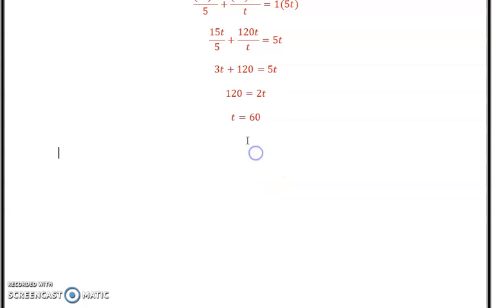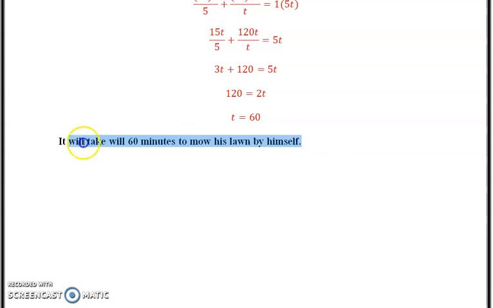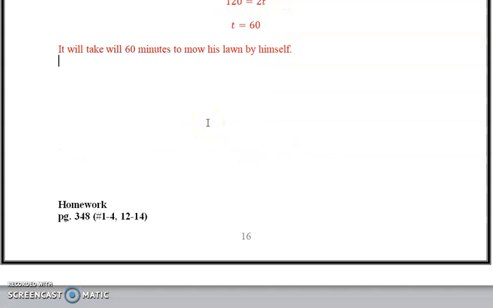Right? So it will take Will 60 minutes to mow his lawn by himself. I mean, there are obviously some assumptions in there, but that is what we come up with.